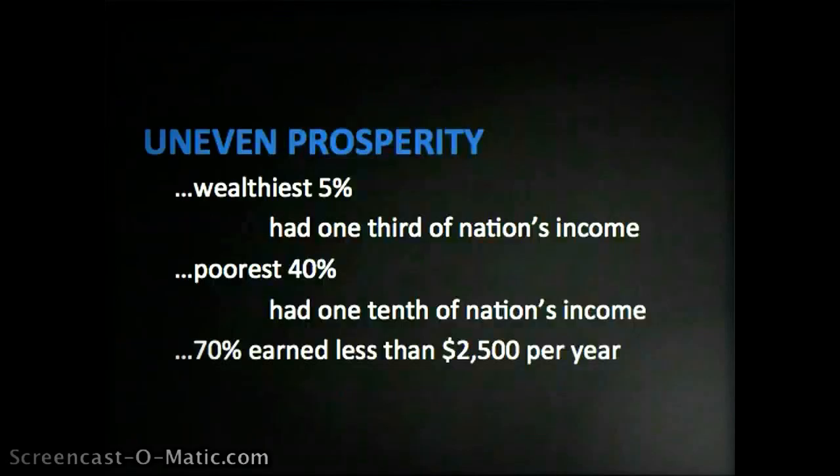At the end of the 1920s, $2,500 a year was considered the minimum amount for a good standard of living. And at this time, 70% of Americans made less than $2,500 a year, meaning that 70% of Americans did not make enough money to maintain a quality standard of living.